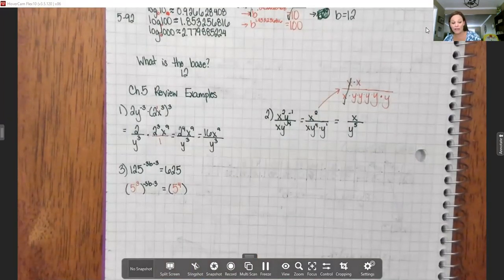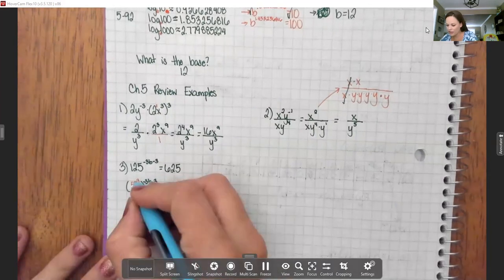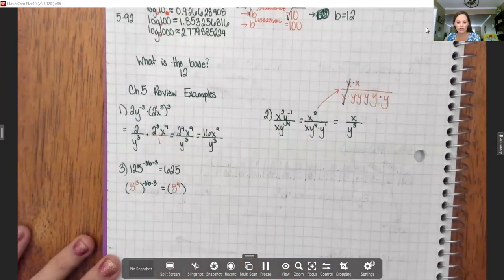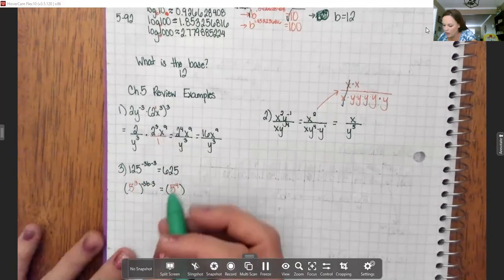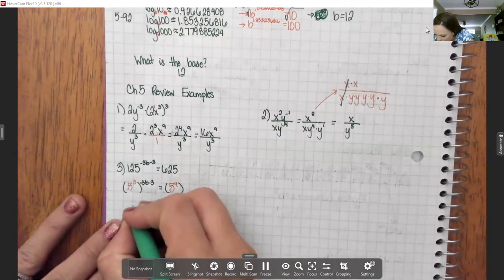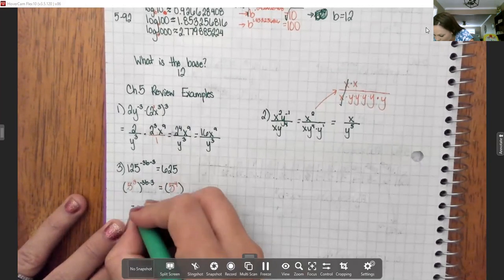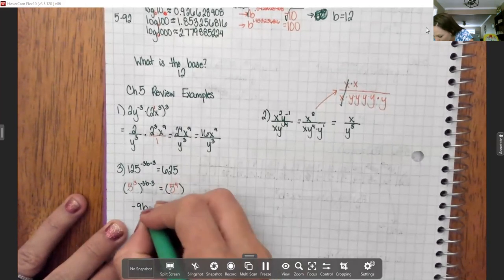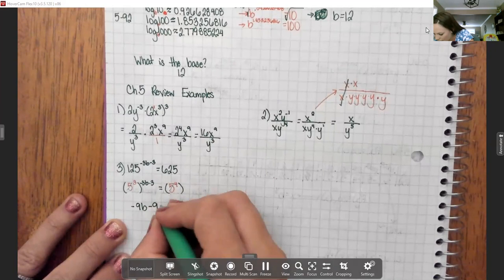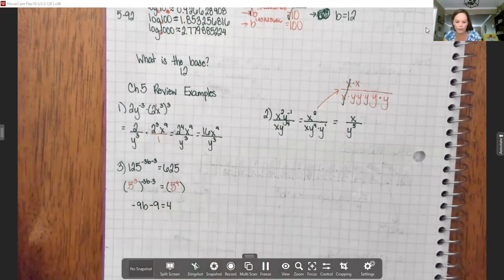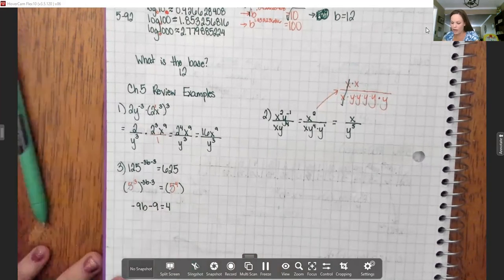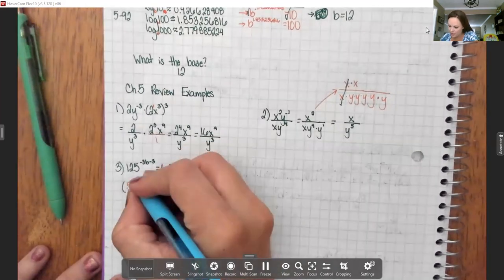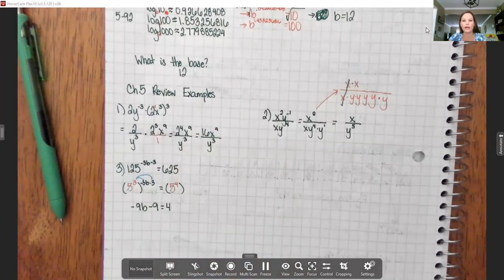Now that my 5s are the same, they essentially just go away. The same base means their exponents are the same. So that tells us on the left side, negative 9b minus 9 is equal to 4. Again, this becomes this because we are distributing on that side.